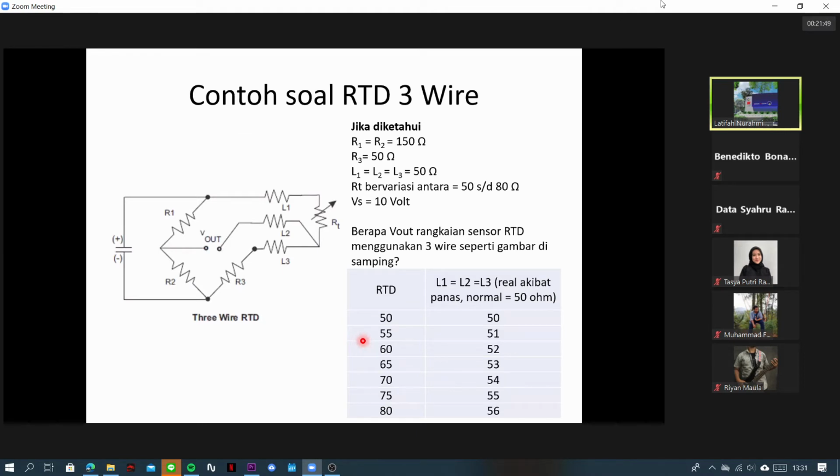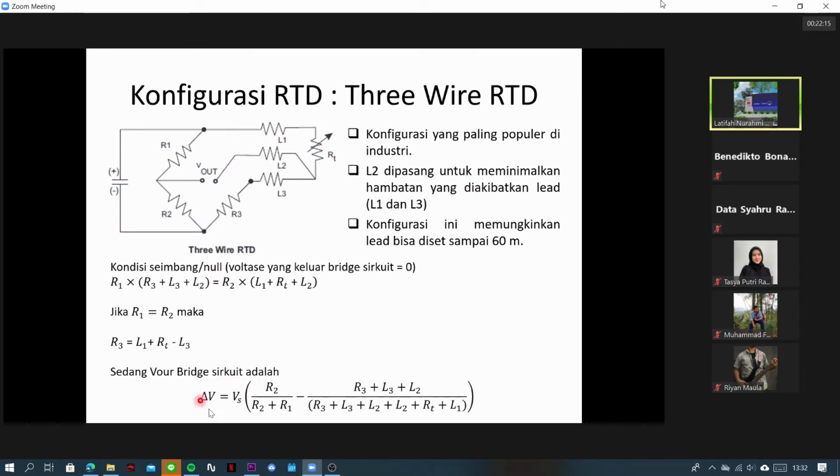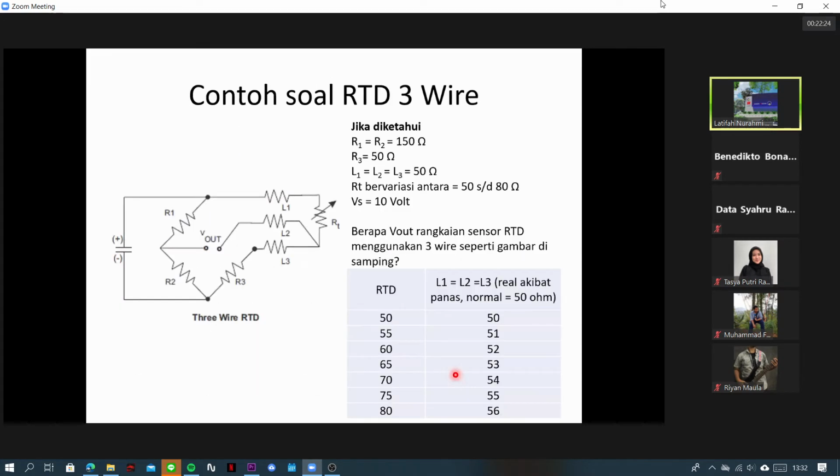And the same, find what is the output voltage for the 3 wires RTD if the resistance RT is varied from 50 up to 80 ohm. You can use the previous equations and try to do it. So you use these output voltage equations and try to find the output voltage for different values of RT from 50 up to 80 ohm.